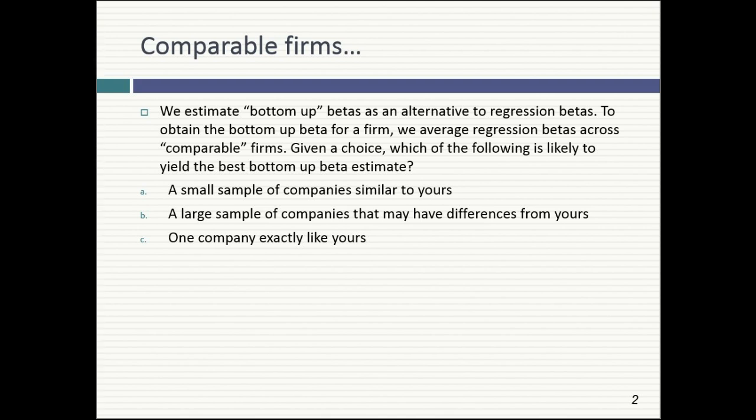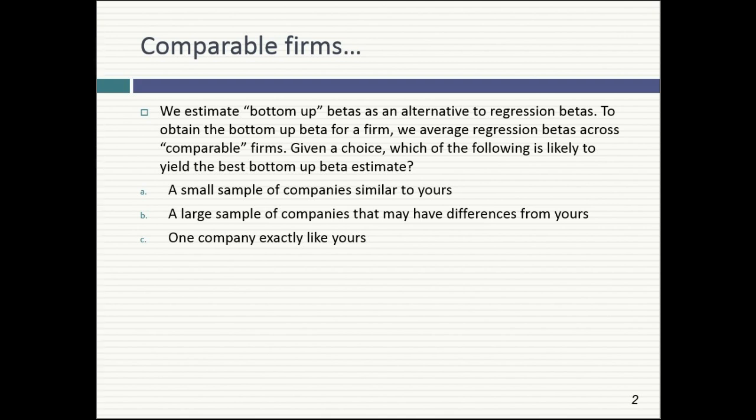So would you like a small sample of companies that look very much like yours? In other words, you have a small chemical company in the US, you look for other small chemical companies in the US. Or would you like a large sample of companies where you've got to be willing to give up that some of these companies are going to be different from yours? Or would you like one company just like yours? Maybe you can find another company out there that looks exactly like yours. An identical company, a small sample of companies that look a lot like yours, or a large sample of companies which don't look that much like yours in terms of size or where they are in the life cycle.